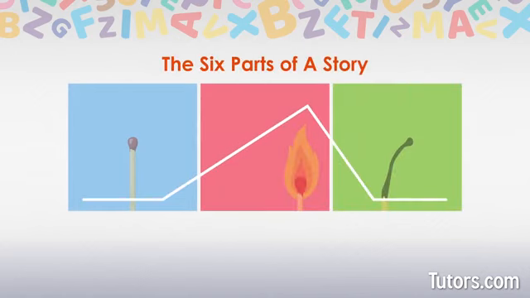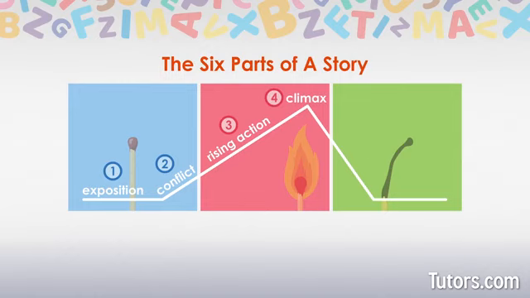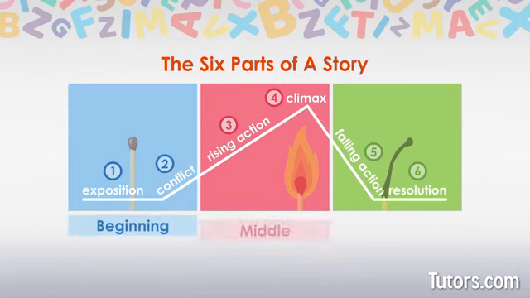The 6 parts of a story are exposition, conflict, rising action, climax, falling action, and resolution. These 6 elements break down into 3 chronological segments. Each segment is usually comprised of 2 elements.